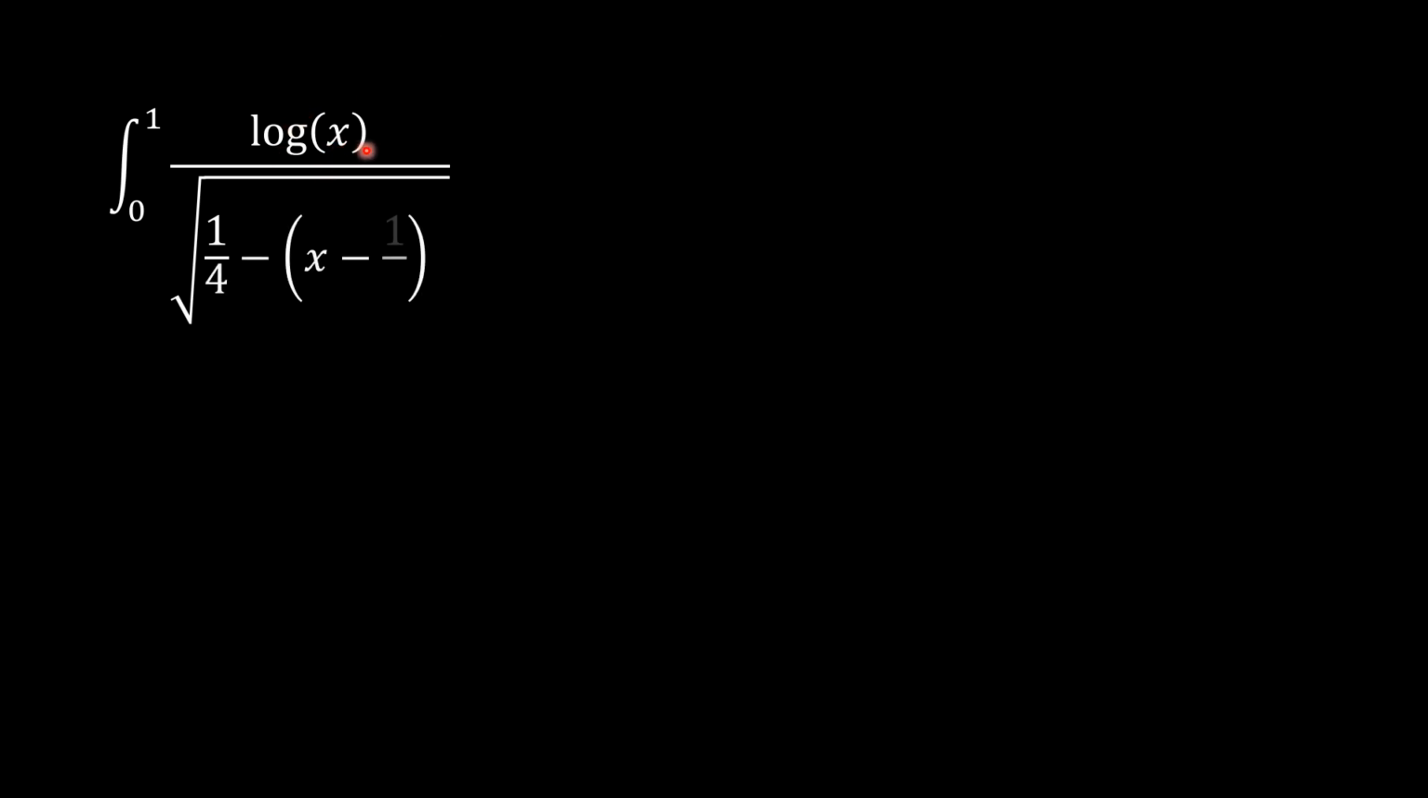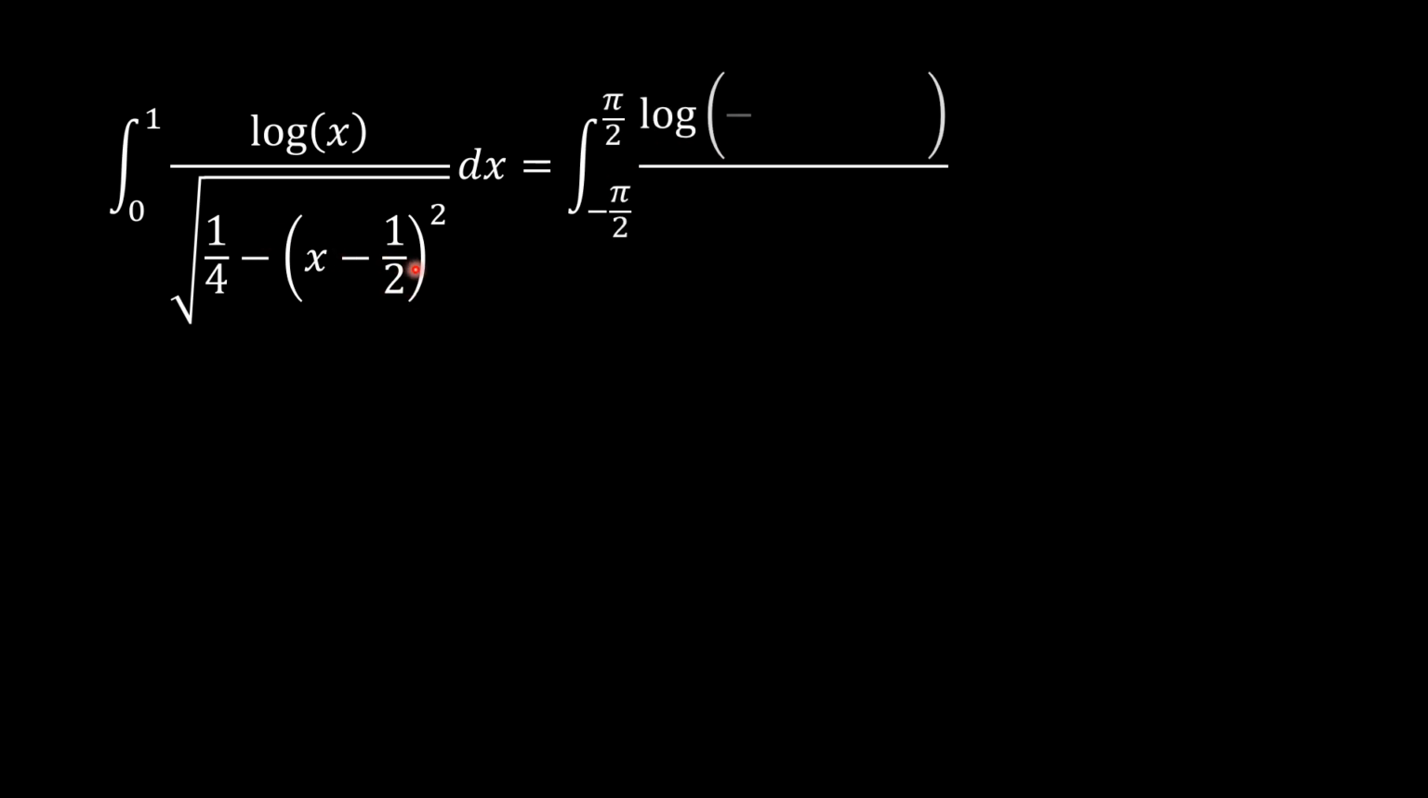In place of x, we have half plus a half sine theta, and in place of x minus half, we're going to have a half sine theta, right? And then the limits, negative pi over 2 to pi over 2.